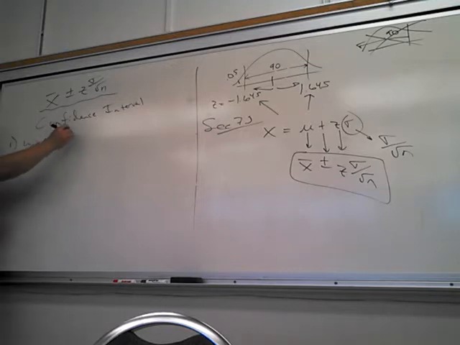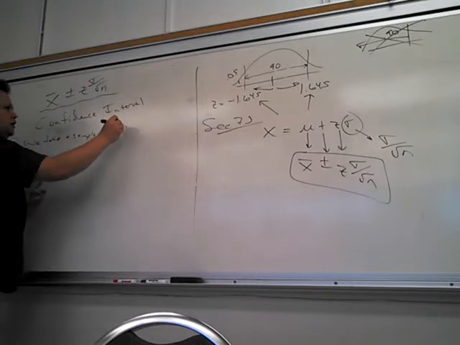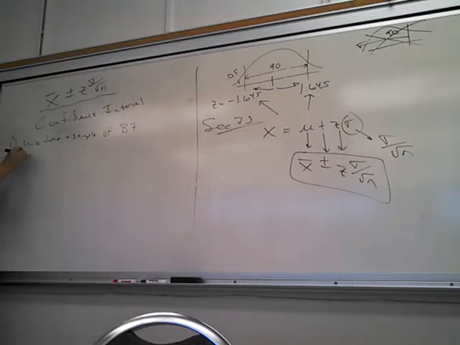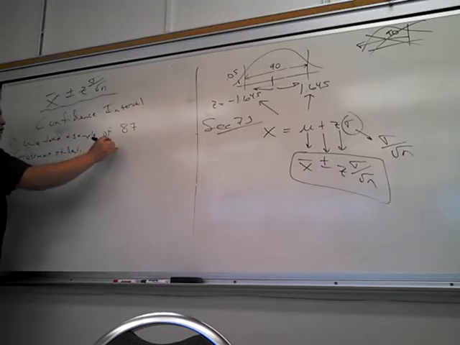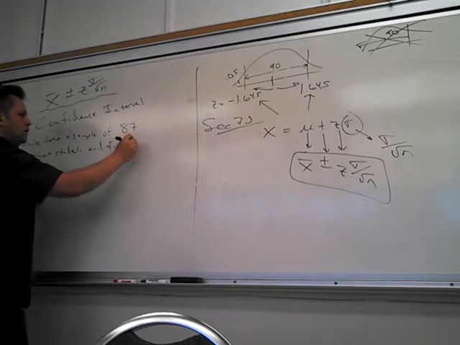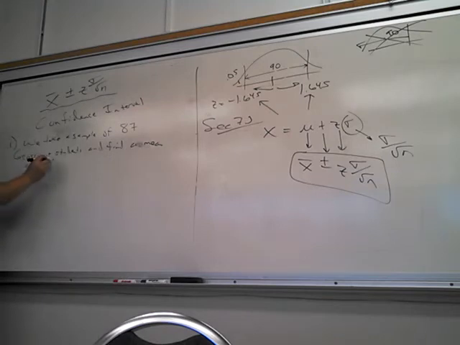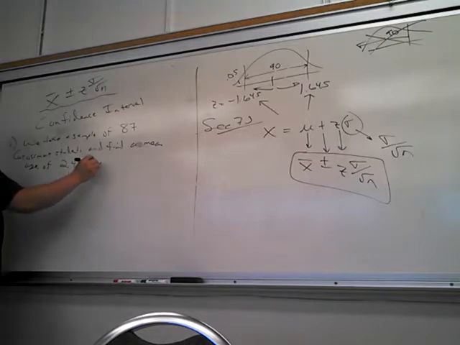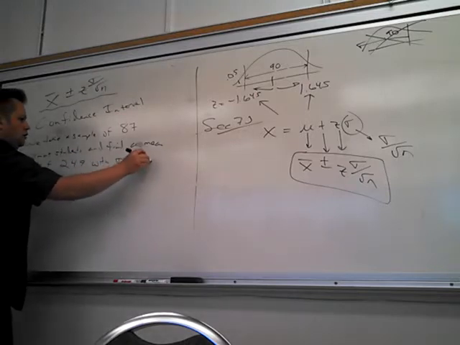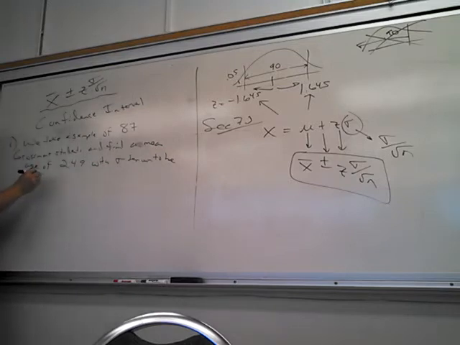We take a sample of 87 Grossmont students and find a mean age of 24.9 with sigma known to be, what makes sense? Who cares? 10.13. You with me so far?